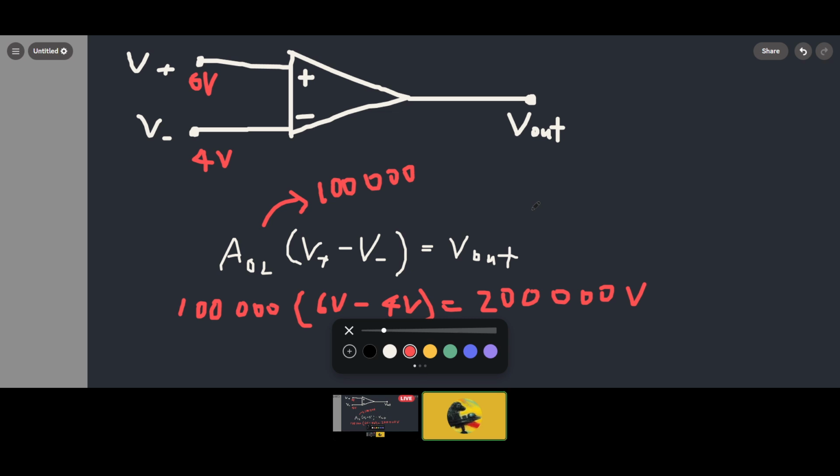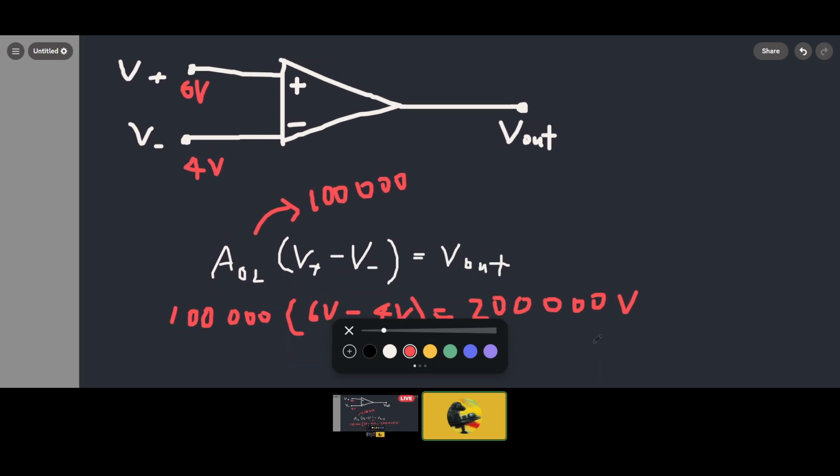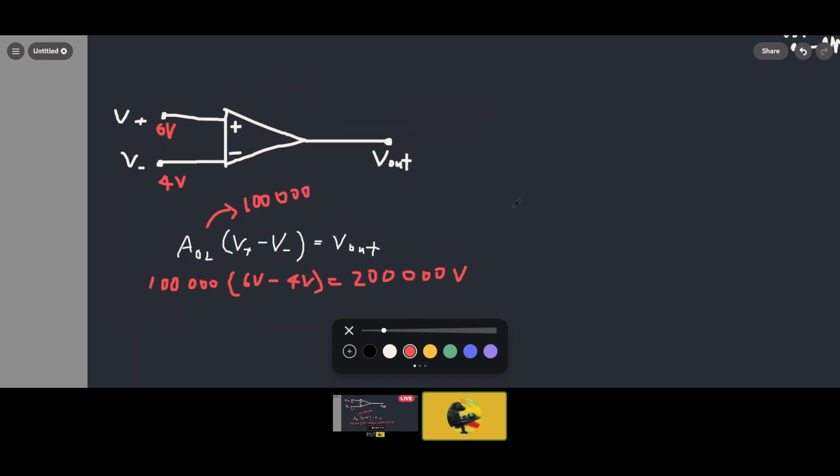So think about that for a moment. Does that make sense at all? No, it doesn't. You're putting in 6 volts at V plus, 4 volts at V minus, into this magical component, and then with nothing else, it just churns out 200,000 volts. No, it doesn't work that way. So we are half done.